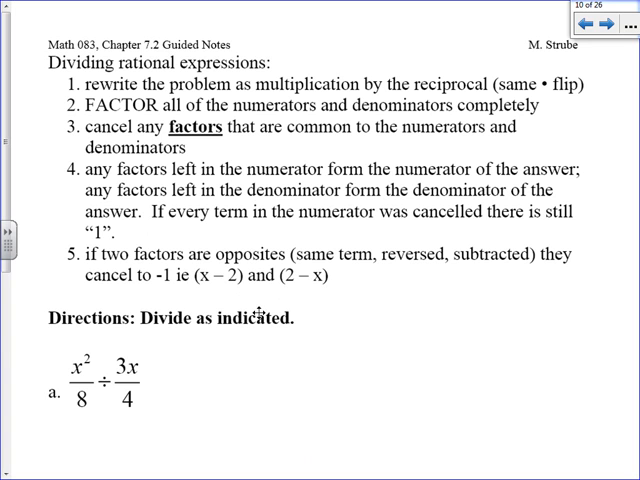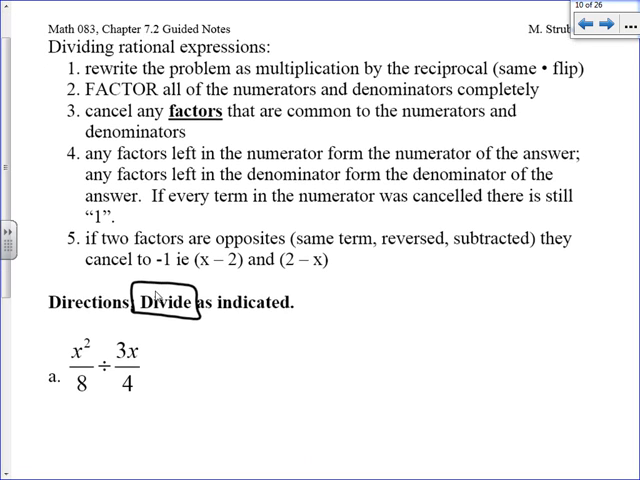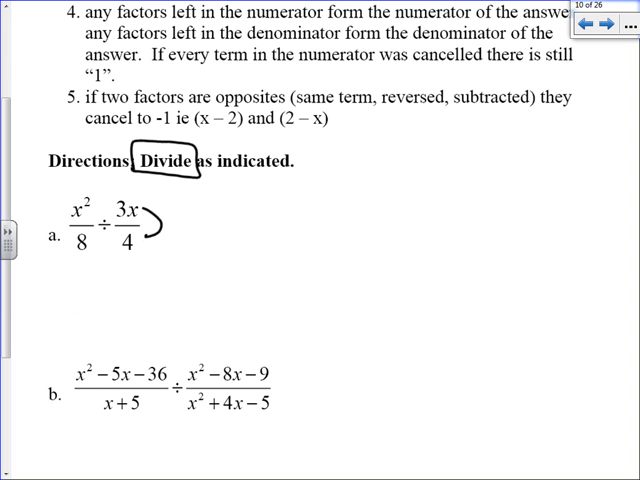If it says divide, in your directions, your problem is division, you've got to make sure at some point in the problem you use the reciprocal. You flip over that second fraction, and the division turns into multiplication. So this problem is x squared over 8 times 4 over 3x.